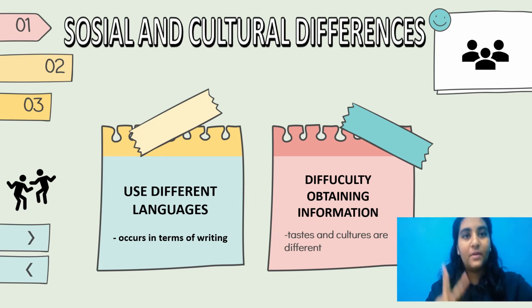Now I want to explain the second point, which is difficulty obtaining information. The tastes and cultures of each country are different, so it is difficult to guess the taste of the people of another country. For example, Malaysians like to eat durian and sambal belacan, and Westerners like to eat spaghetti, pizza, and drink cappuccino. Research needs to be done first before exporting the products.